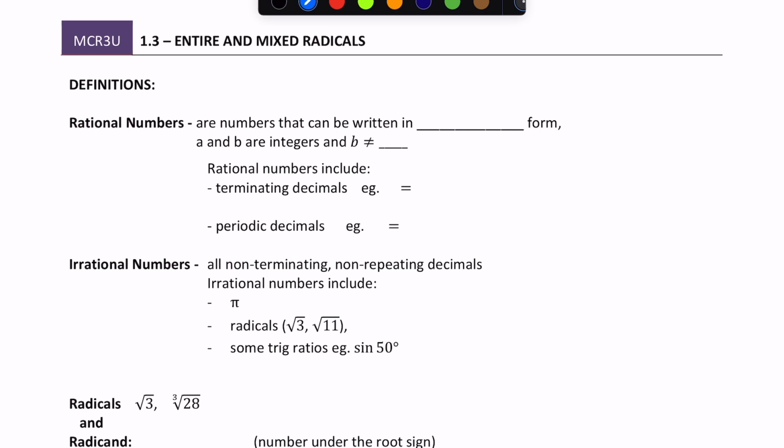Welcome back to another lesson in MCR3U. Today we'll be talking about entire and mixed radicals. So let's start off with a few definitions.